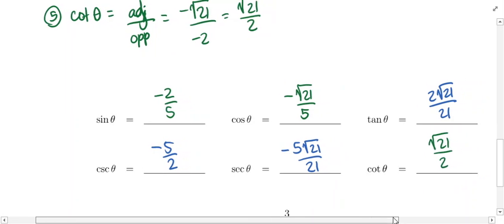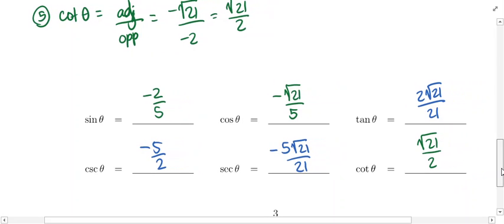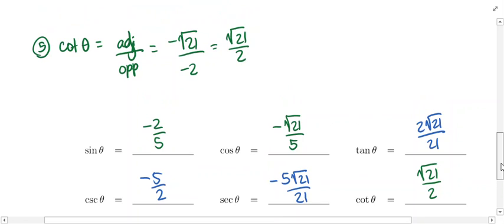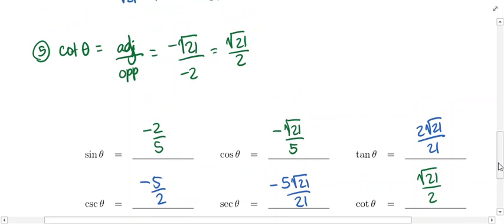We are done. We have found all 6 trigonometric functions with the given information. All of our denominators are rationalized and we have exact answers. In the next video, I will show you how to redo this problem, but instead relying only on the trigonometric identities and not using a triangle.